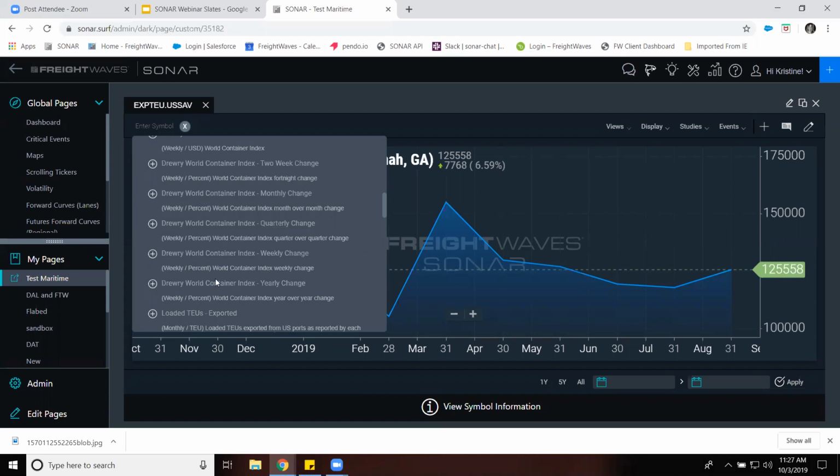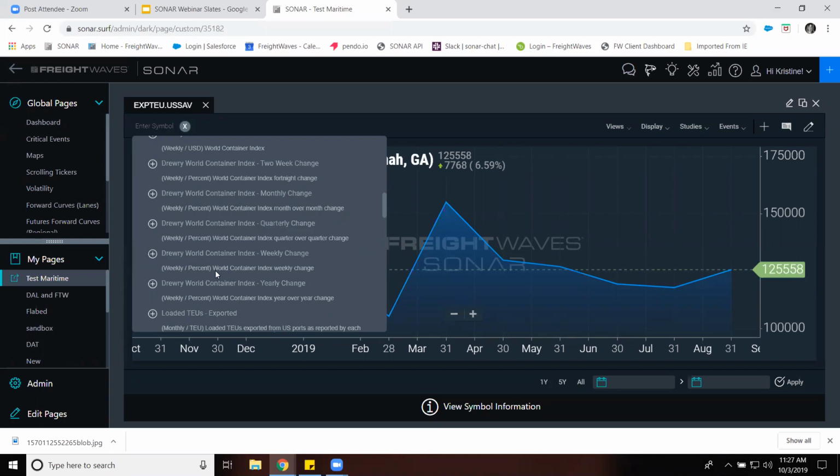So there you can keep track of how U.S. exports are performing relative to imports. Is that trade deficit growing or is it shrinking? Which ports specifically? What's happening with the trade deficit in a specific port?